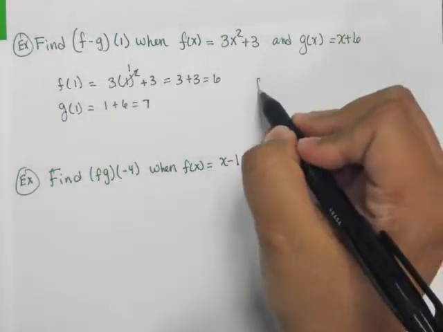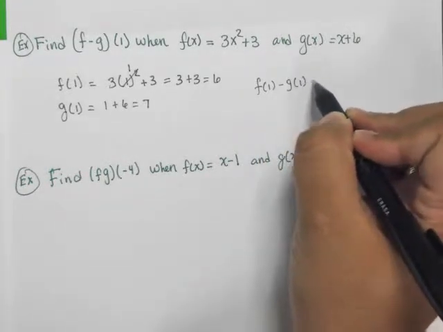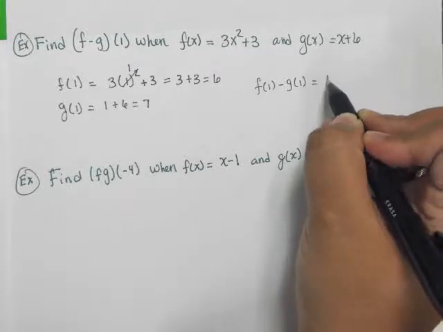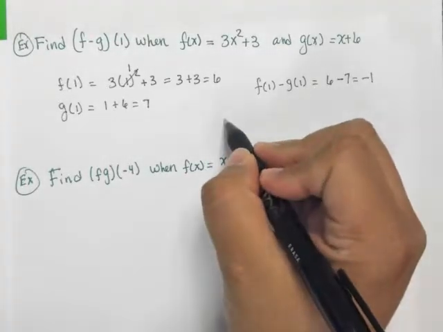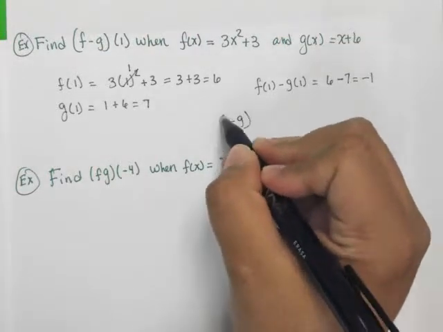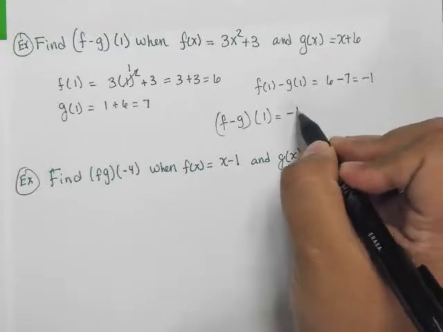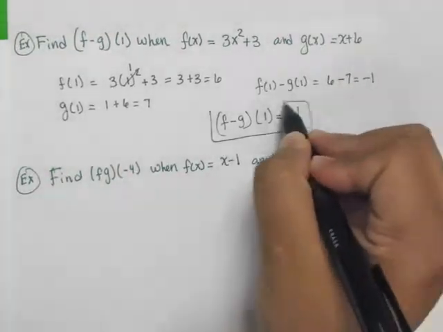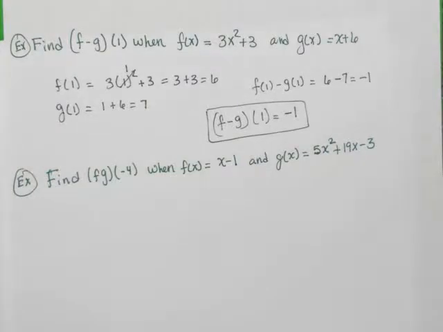So now to find f of 1 minus g of 1, all you do is say, okay, well that's simple. That's 6 minus 7, which is just negative 1. So f minus g of 1 equals negative 1 based on what we've calculated. Okay, so that's the first answer to the first example. Now let's take a look at the next one.